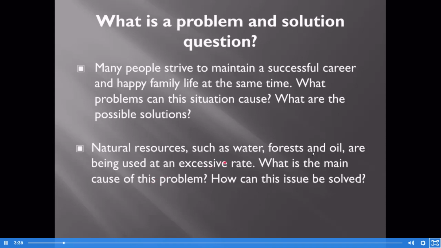So we need to be aware of two things. What are they actually asking us to do? Are they asking us to discuss the problems or the solutions or the causes, or what are they actually asking us to do? So we need to be very careful with that. And we also need to think about, is it singular, just one, or is it plural, more than one?